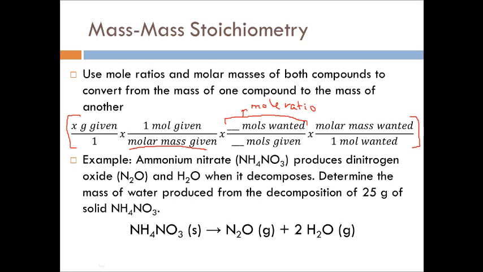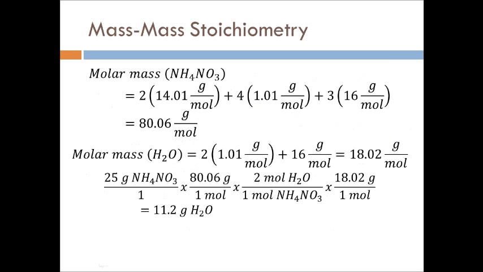Ammonium nitrate produces dinitrogen oxide and water when it decomposes. Determine the mass of water produced from the decomposition of 25 grams of solid ammonium nitrate. Alright, so we've got ammonium nitrate goes to N2O and H2O. Okay, so first thing we're going to do is find the molar mass of everything.